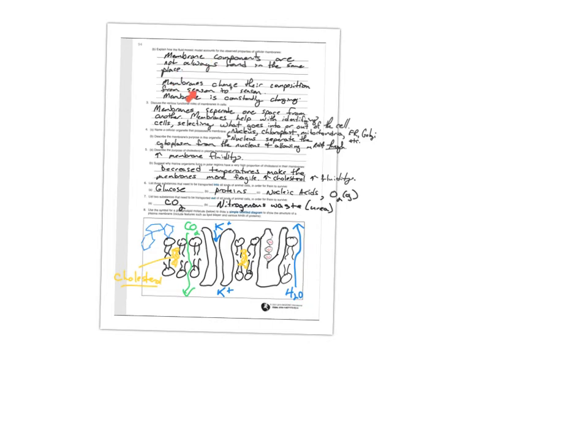So what I wrote here were some of the actual observations, rather than writing down how the fluid mosaic model explains the observations. All right, discuss the various functional roles of membranes in cells. Membranes separate one space from another, right? We know that. And membranes help with identifying cells, selecting what goes into and out of the cell. So that's important.